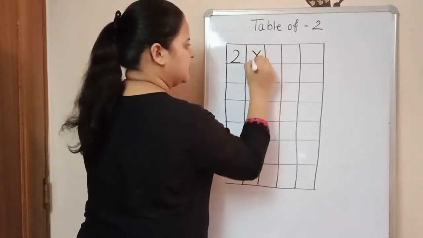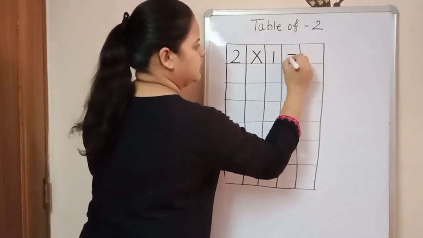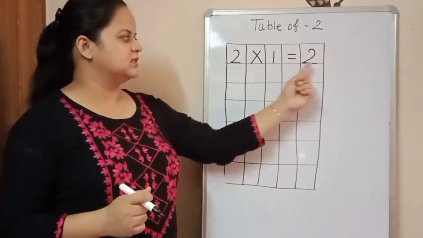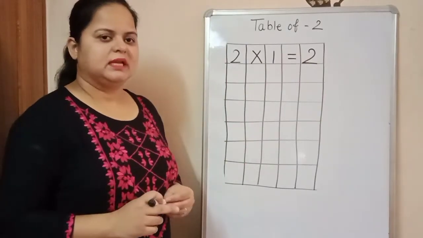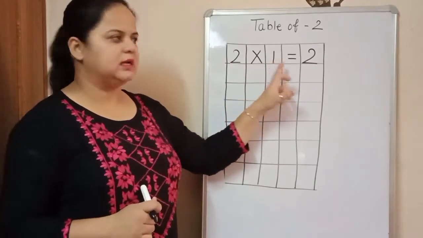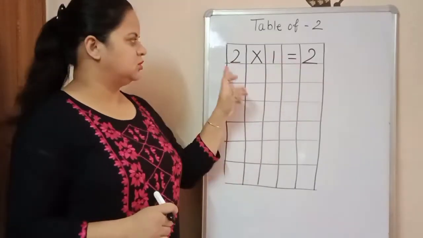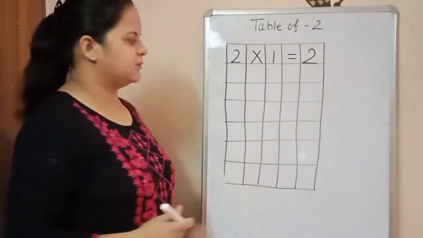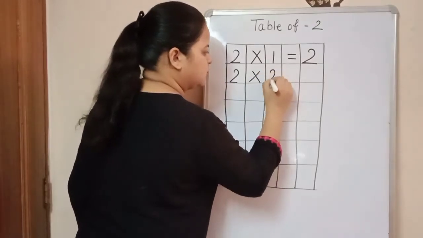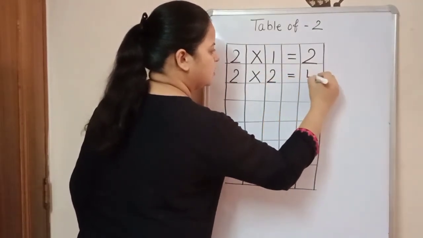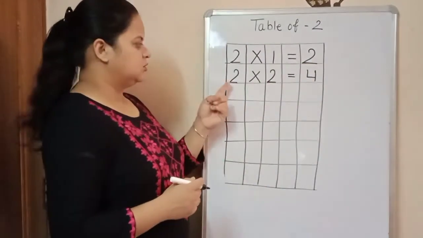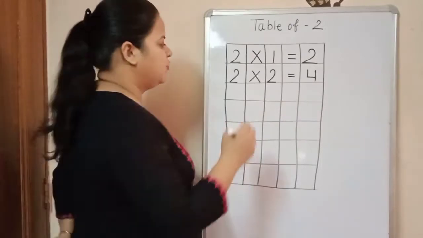2 into 1 is equal to 2. 2 ones are 2. Write the same thing in your notebooks. 2 into 1 is equal to 2. 2 ones are 2. 2 into 2 is equal to 4. 2 twos are 4.